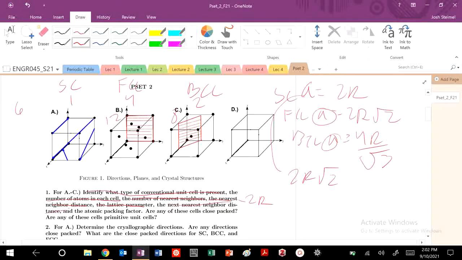So we got that. Atomic packing factor: we know that for FCC it's 0.74, and it's less for the rest of these. They're in the notes as well, so you need to give a quantitative answer. Are any of these cells close packed? Only FCC. What are the primitive cells? Only simple cubic. So FCC is the close packed. All right, excellent.